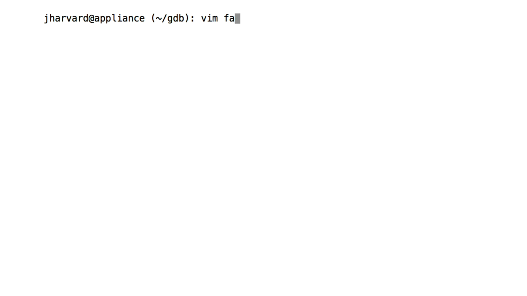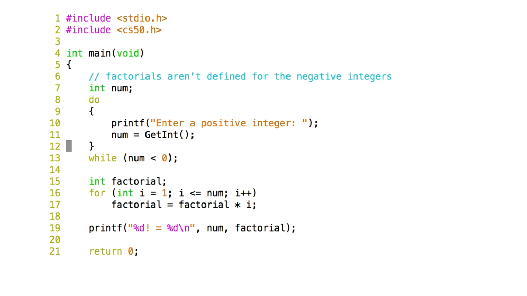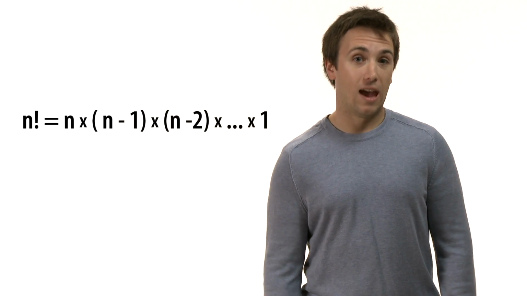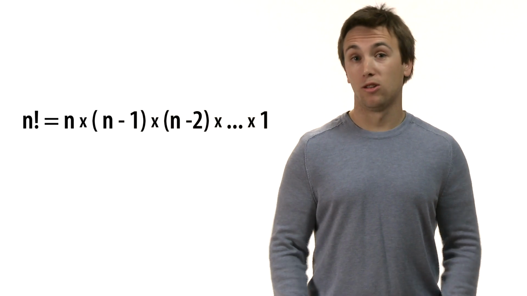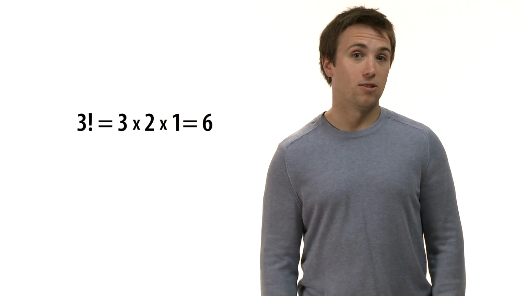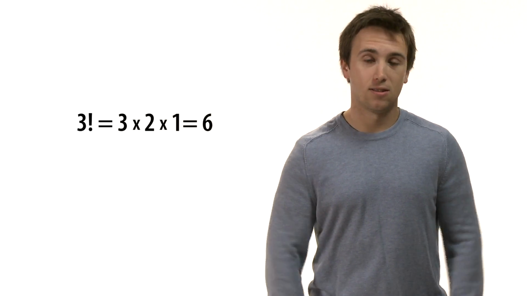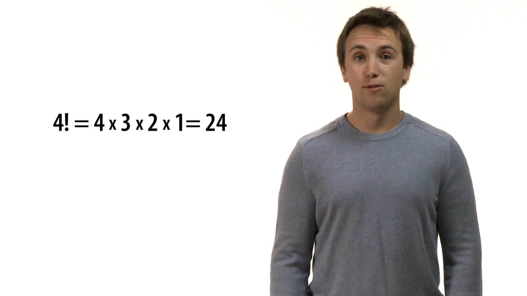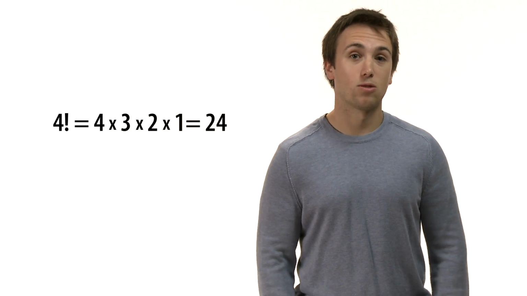As fun as booting up GDB and then promptly quitting is, let's now talk about using GDB to help debug a program. To start, I've got a program here in factorial.c that gets an int and attempts to compute its factorial. In case you haven't seen factorials before or don't remember them, the factorial of a number n is equal to the product of n, n minus 1, n minus 2, and so on until you hit 1. Therefore, the factorial of 3 is 3 times 2 times 1, or 6, and the factorial of 4 is 4 times 3 times 2 times 1, or 24.